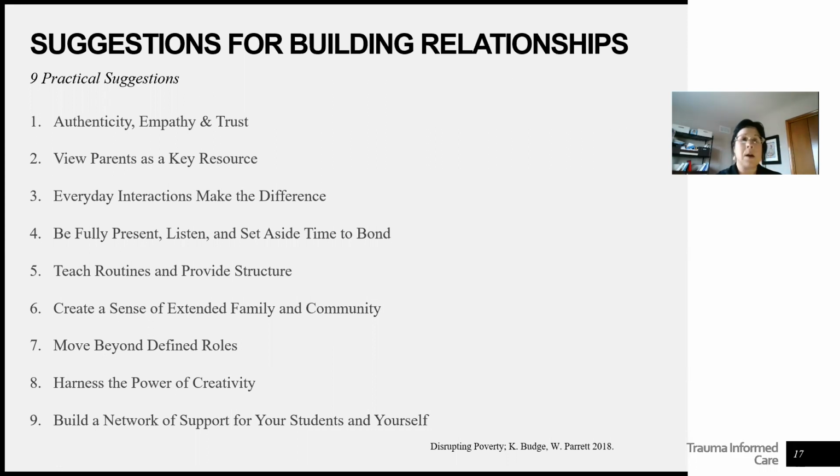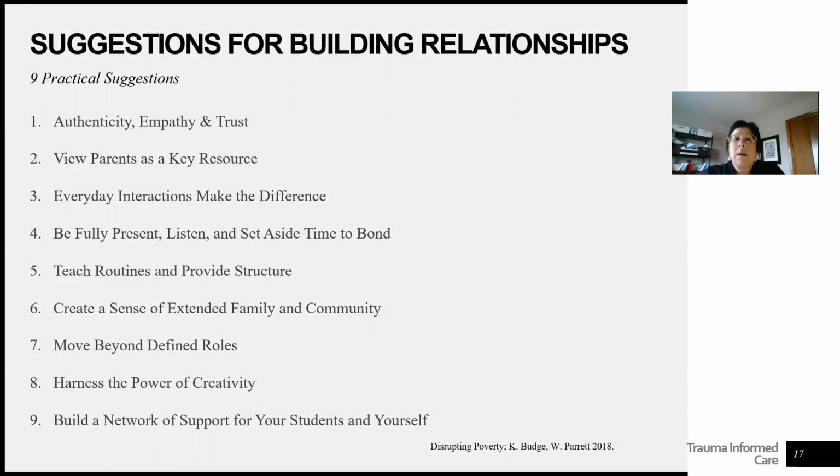You'll see here, be empathetic, work on that trust. View your parents as a key resource. They are on your side, and if they're not, you get them on your side. Let them know how much you care about their child, all the things that you're doing to support them. And when you approach parents in that way, I've never had a parent who I could not work with over time.